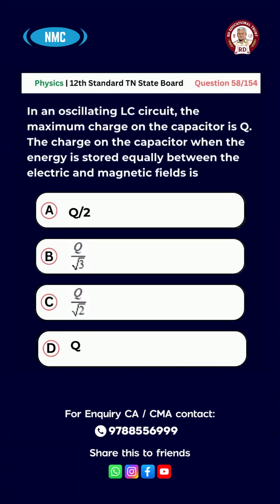Question number 58. In an oscillating LC circuit, the maximum charge on the capacitor is Q. The charge on the capacitor when the energy is stored equally between the electric and magnetic fields is option A Q by 2, B Q by root 3, C Q by root 2, D Q. And the right answer is option C Q by root 2.